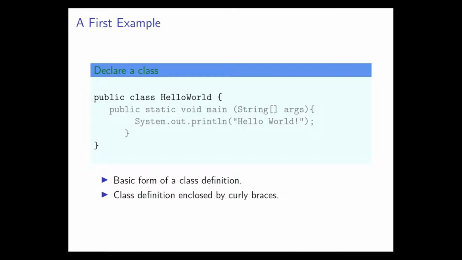So, let's focus on the outside first. It's often useful to focus on the outside of a program before you look at the inside. We have here public class HelloWorld, open curly brace, close curly brace. Okay, that's the basic form of a class definition. It tells us the name of the class, which is HelloWorld.